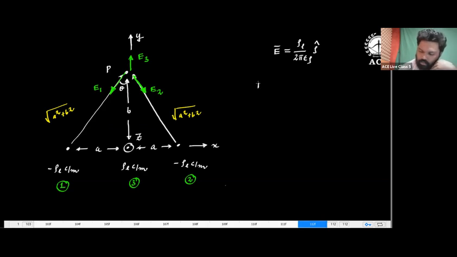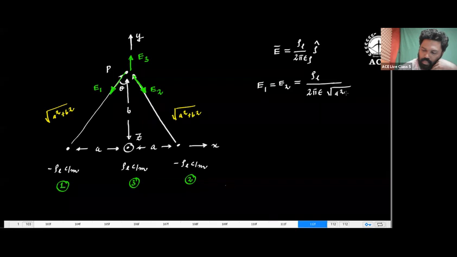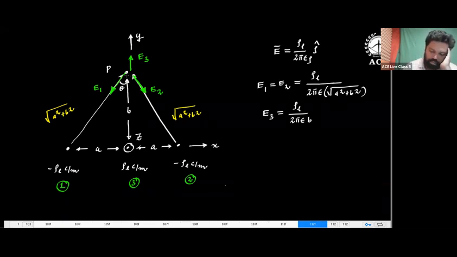So what is this E1? E1 is equal to E2 is equal to rho L by, I'm writing only the magnitude, 2 pi epsilon into the distance, square root of A square plus B square. And what is this E3 then? E3 magnitude is rho L by 2 pi epsilon into B, beta. I'll resolve into the components like this, like this, like this.